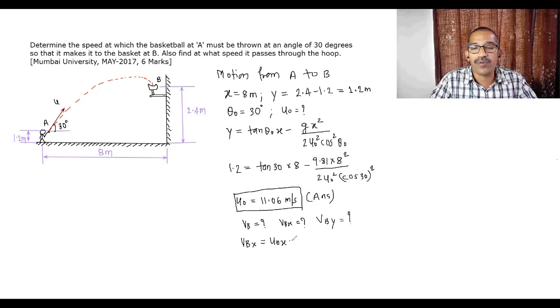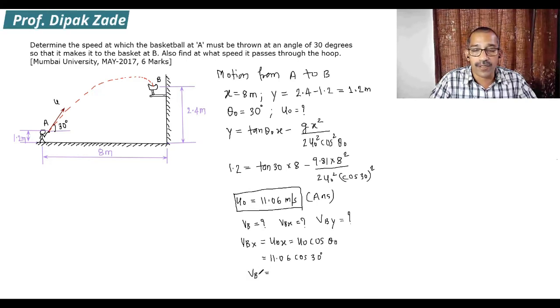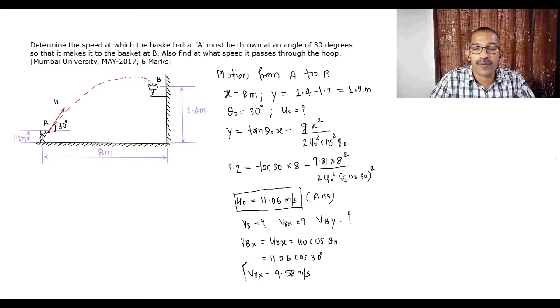u0x. Now you know u0 and theta 0. Therefore, u0x is u0 cos theta 0. u0 value 11.06, cos of 30 degrees. Just calculate this and we'll get the horizontal component of velocity. This one comes out to be 9.58 meters per second. This is the horizontal component, which remains constant.